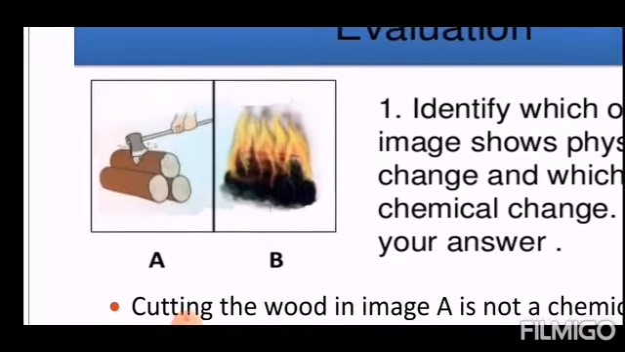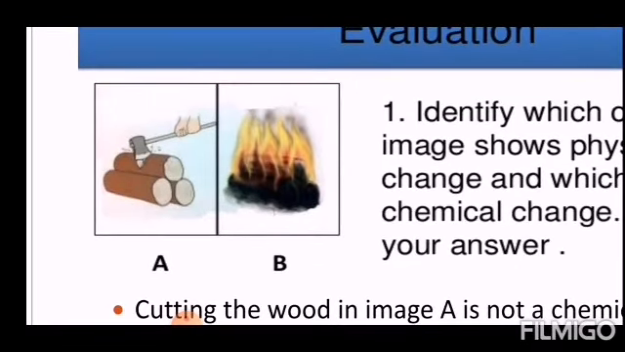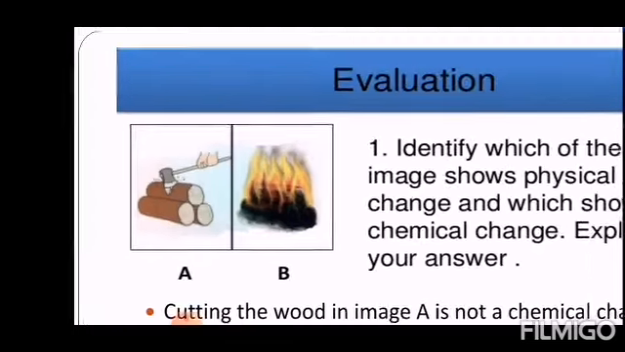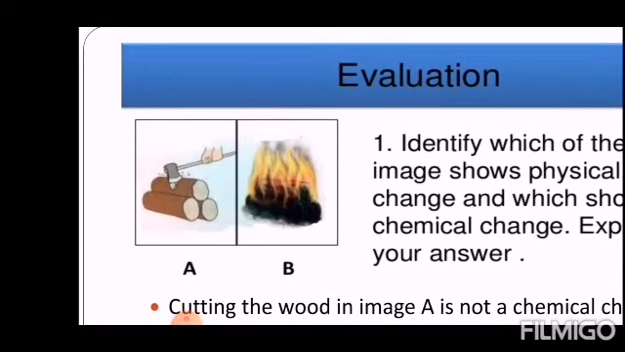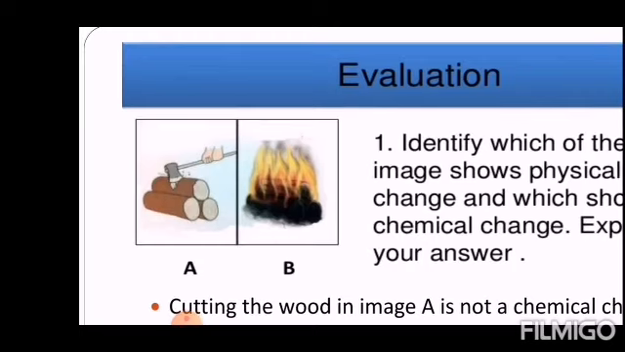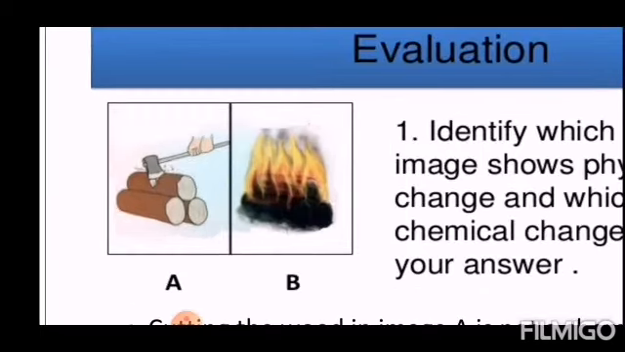So cutting the wood is not a chemical reaction because the wood remains wood after cutting and no new substance is obtained. What about burning wood? After burning, the wood will change into ash. The ash is a new substance. So here in image B, the wood will change from wood into ash. So this is a chemical reaction because a new substance is obtained, which is ash.